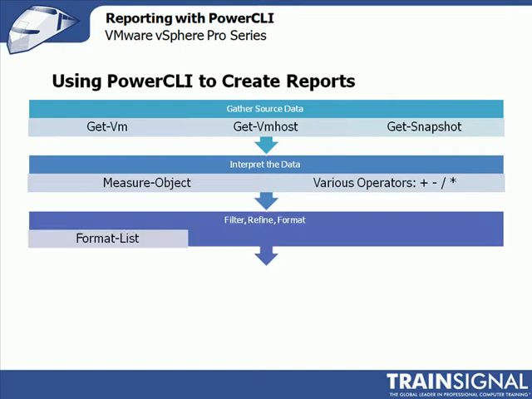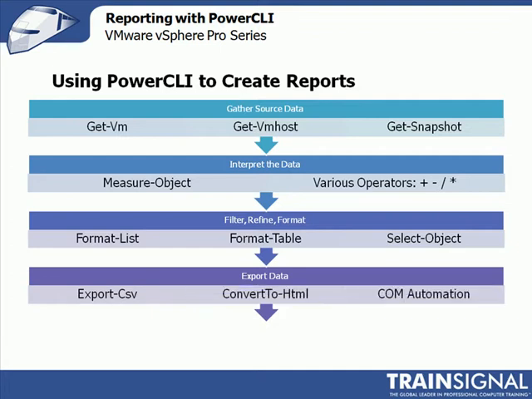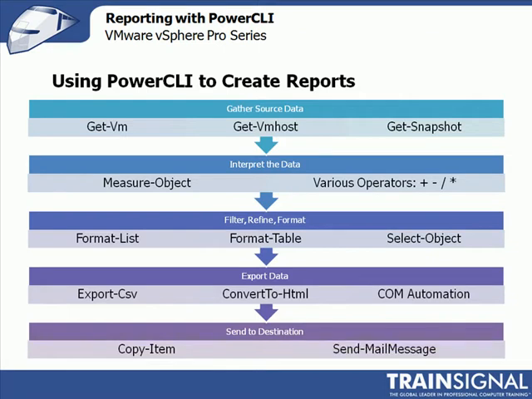Next, filter, refine, format. We talked about some of these things. Select-Object is one that we haven't talked about, and this lets you choose parts of an object, parts of an output, in order to then combine them later. Then we're going to be exporting data using these cmdlets, which we talked about towards the top of the video, and techniques such as COM automation. And lastly, sending your report to the destination using cmdlets like Copy-Item or Send-MailMessage. So that's it. In this one slide, this describes the process that you're going to go through when using PowerShell and PowerCLI to create a report.